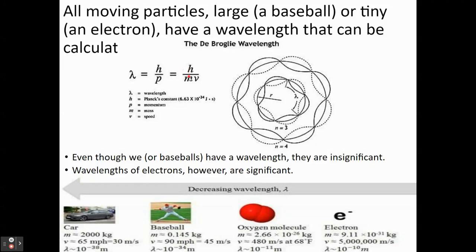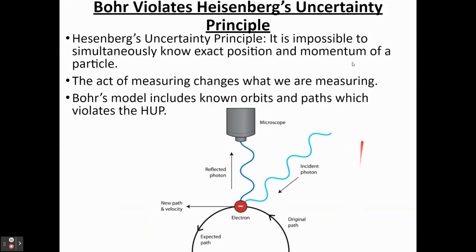And this is a constant over the mass times the speed. Notice that the bigger the mass, the smaller the wavelength is because the mass is in the denominator. You don't need to know this formula, but it's just some math behind it. So everything has a wavelength, but for us it's insignificant. However, for an electron, which has a very, very small mass, the wavelength is quite large. So for an electron, it's both a particle and a wave essentially at the same time, a wave-particle duality like light. Now, that first problem there is solved.